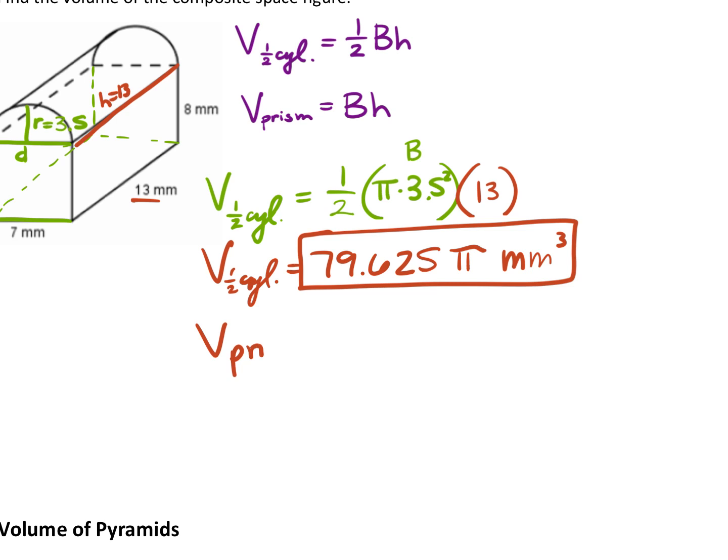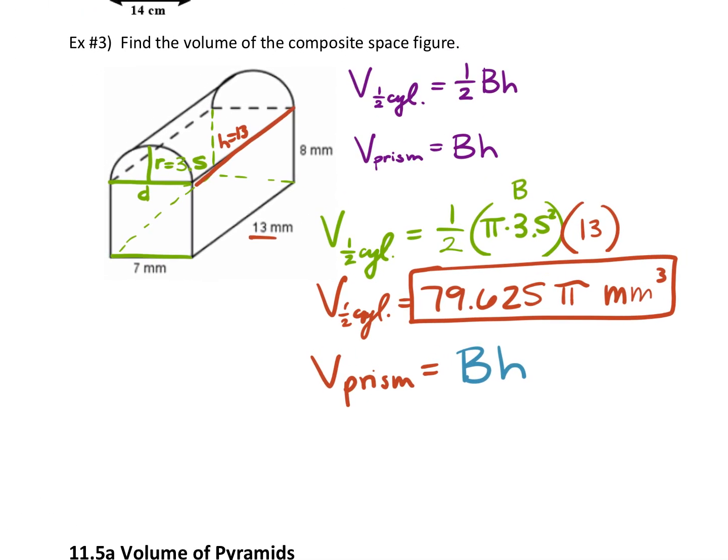How about the prism? That's going to be the area of the base times the height. What do you want to use as your base for the prism? The little one, this one? Yeah. What are the dimensions of that small rectangle? 7 by 8. Right, it's a 7 by 8. So the base you would do 7 times 8. That's B. What's H? 13. The 13 again would be your height if you do that.